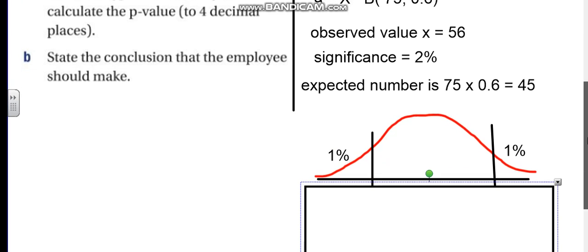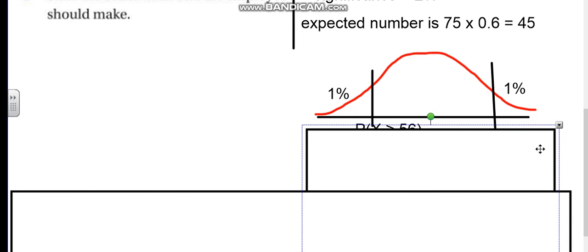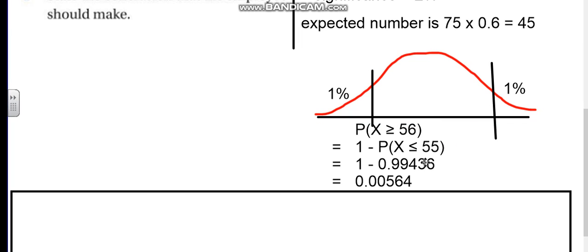Okay, so we're looking at the probability that X is greater than or equal to 56, which is 1 minus the probability that X is less than or equal to 55. That's 1 minus 0.99436, which comes out as 0.00564. So we've got to compare 0.00564. Is it greater than or less than 1%? And 1% is 0.01.